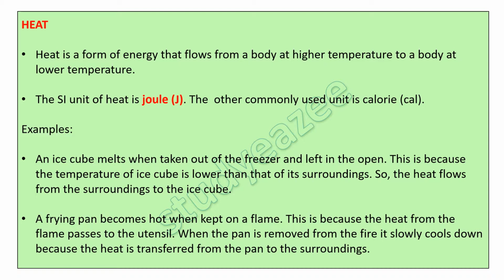A frying pan becomes hot when kept on a flame. This is so because the heat from the flame passes to the utensil. When the pan is removed from the fire, it slowly cools down because the heat is transferred from the pan to the surroundings.